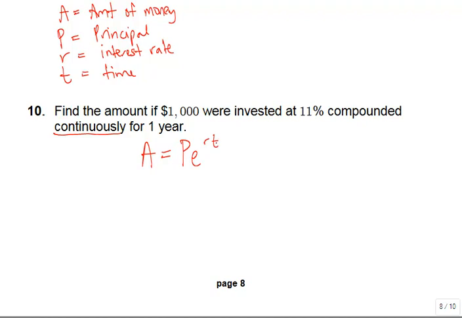And let's plug in what we want to know. We're trying to find the amount, so we're going to try and find A. The principal is this $1,000. My base is e because we're compounding continuously. My R is this interest rate 11% as a decimal, so 0.11. And I'm putting it in for 1 year, so it's 0.11 times 1.